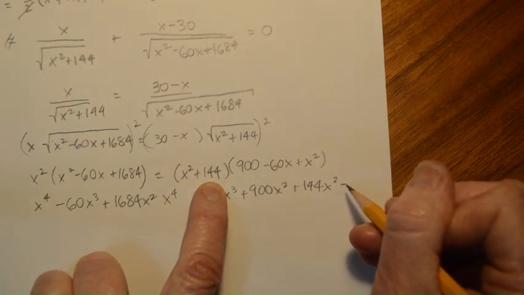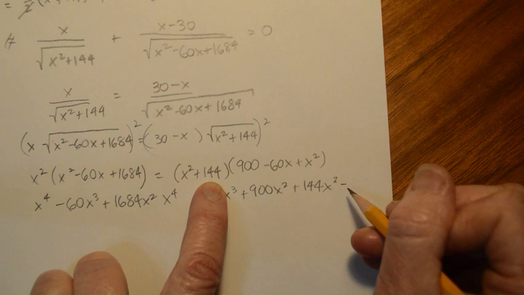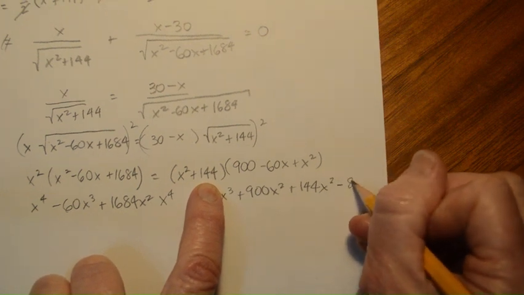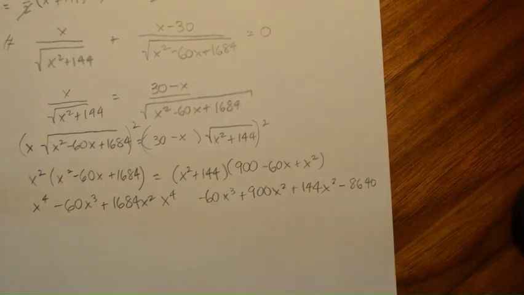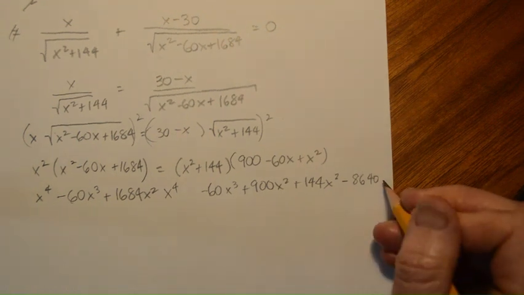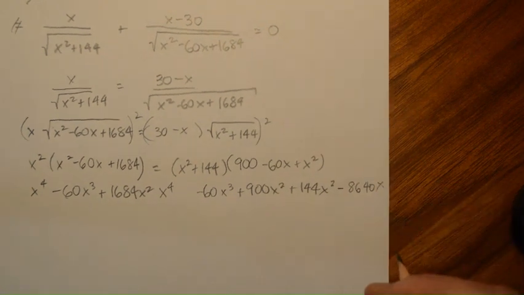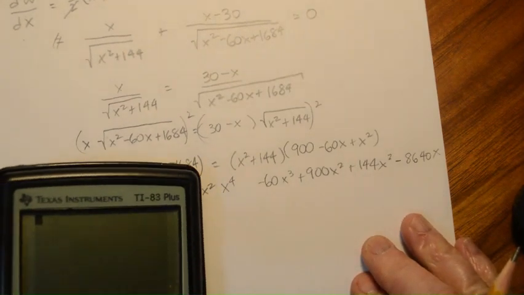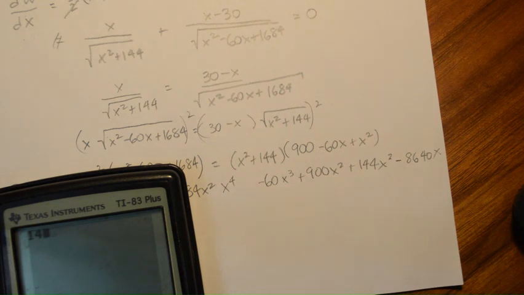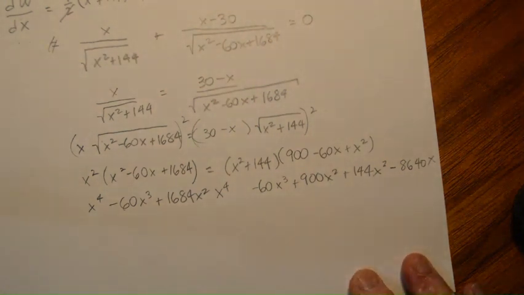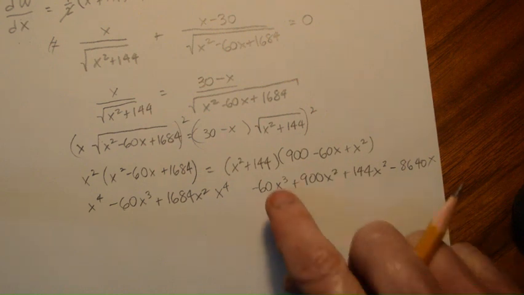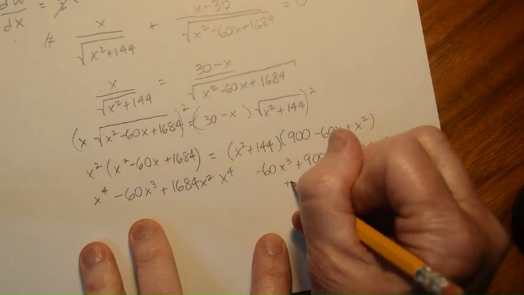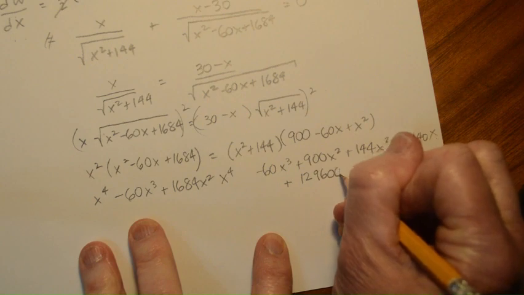Minus 60 times 144 is, I think, 8,640. Let me just double check that. That's an x. Sorry, this is so unprofessional here. 144 times 60, yeah. And then I also end up getting 144 times 900, which I have as 129,600.